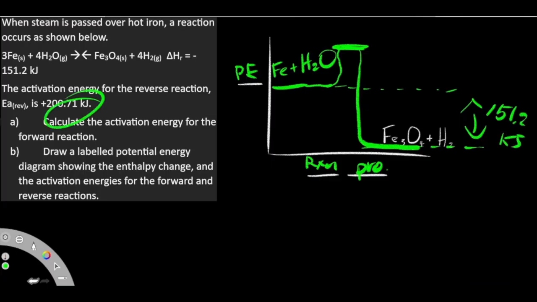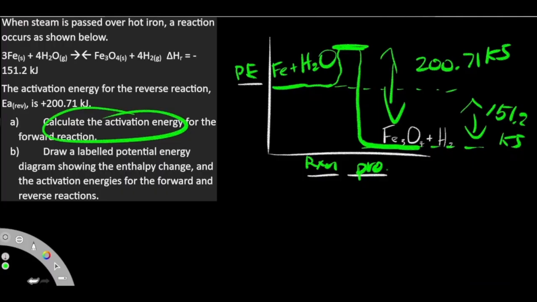Now what else do we know? We know that the reverse reaction activation energy, between the activated complex and our product over here, is going to be 200.71 kilojoules. So what's the question asking for? It's asking for the activation energy of the forward reaction.